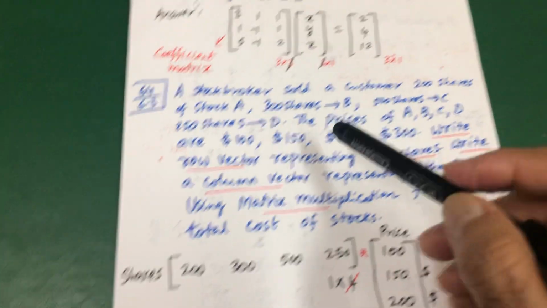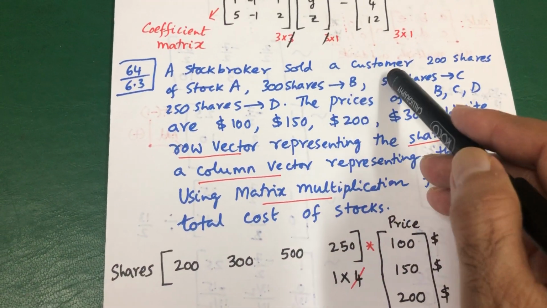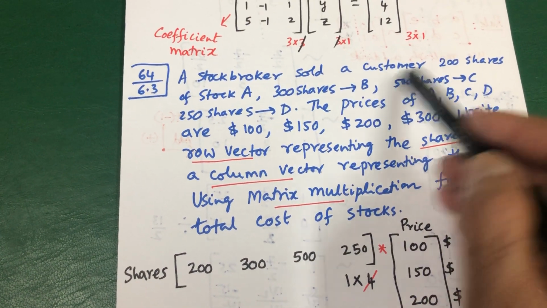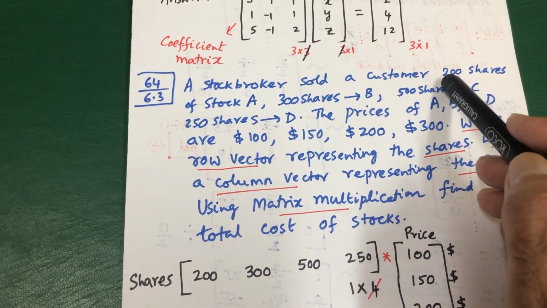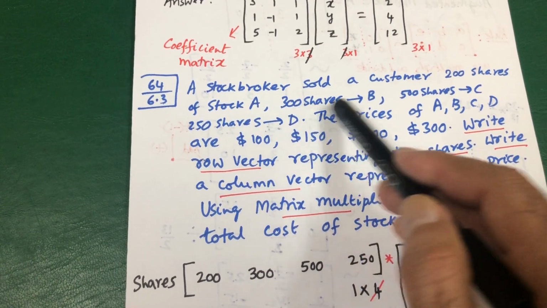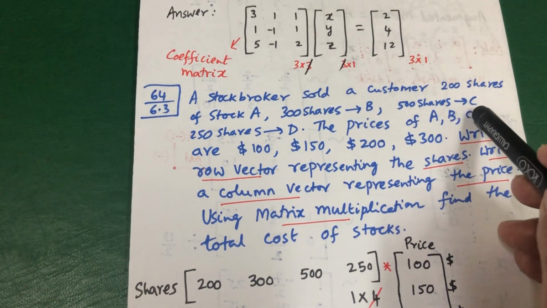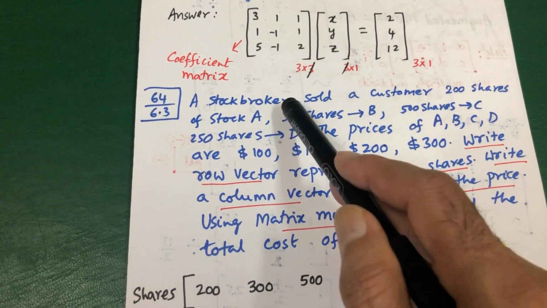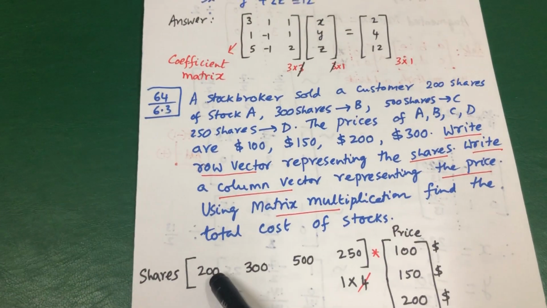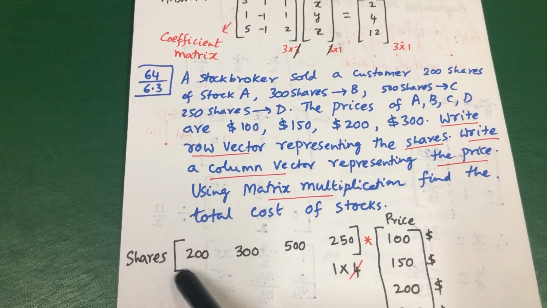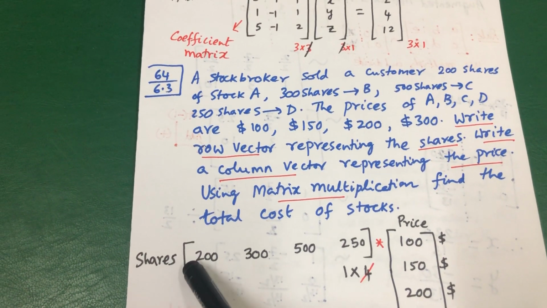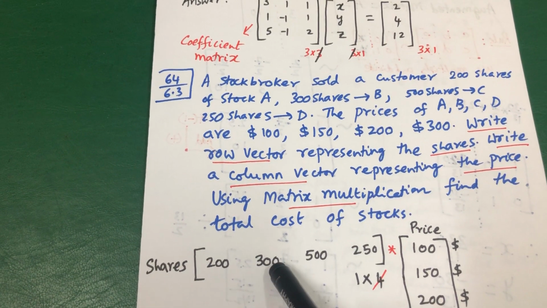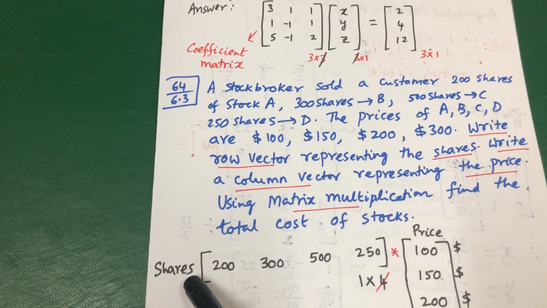So a stockbroker sold a customer 200 shares of stock A, 300 shares of stock B, 500 shares of stock C, and 250 shares of stock D. What did he sell? A stockbroker sold 200, 300, 500, 250 shares to 4 persons. 1, 2, 3, 4 persons.